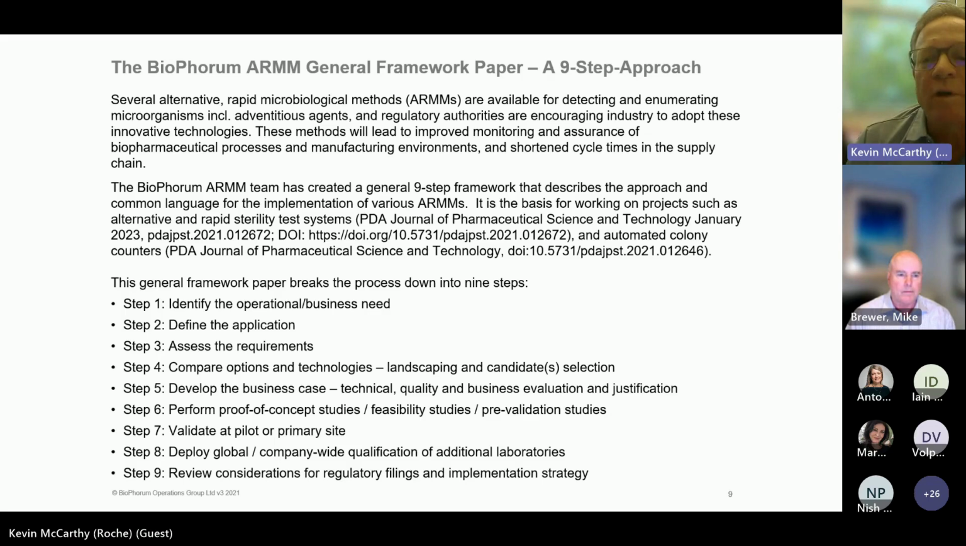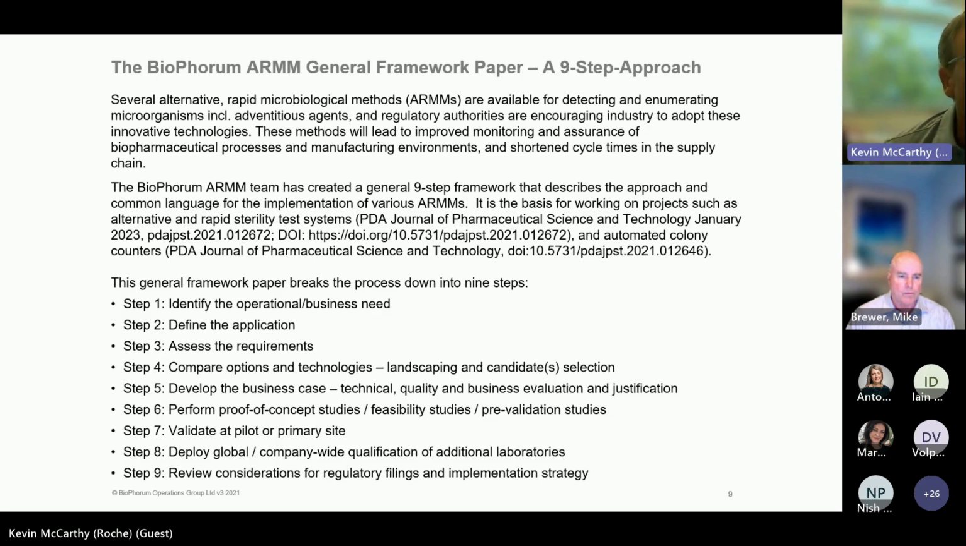The general framework has 9 steps, and to break it down briefly at this point: step 1 is to identify an operational or business need. 2 is define the application. 3 is assess the requirements. 4 is compare the options and technologies. And 5 is develop a business case.